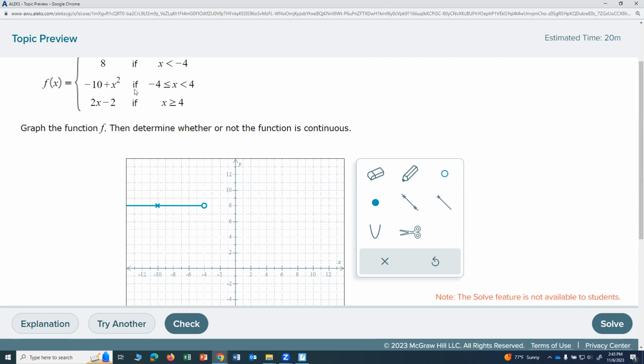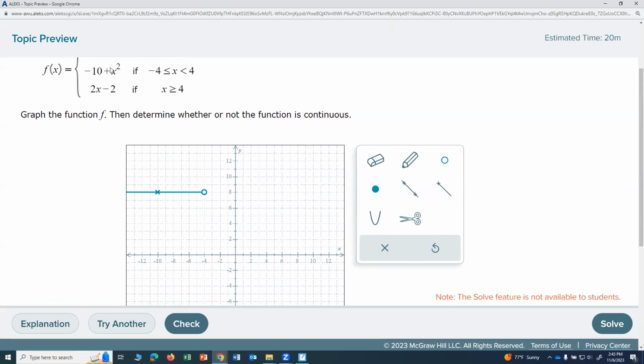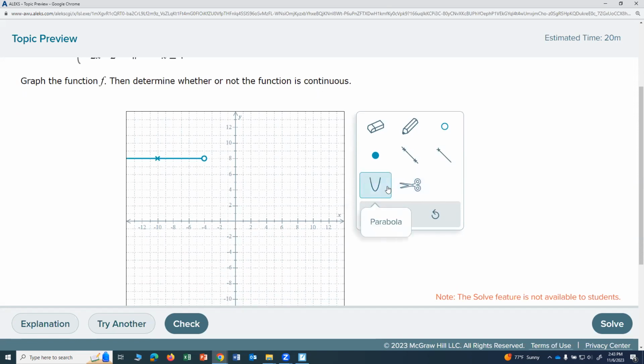Now I want the parabola part. So I have no bx term in this quadratic, and so b is 0. So my vertex is going to happen when x is 0, y would have to be negative 10. So I'm going to have a vertex of 0, negative 10.